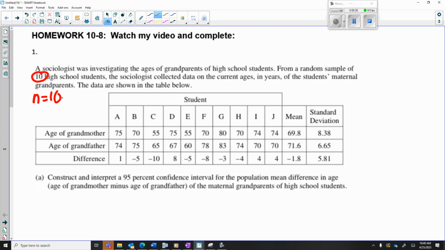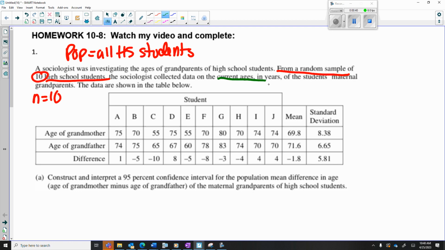So first of all, keep in mind that it says from a sample of high school students, so the population is all high school students. And from that sample, they asked the current ages of the students' maternal grandparents. And then it looks like they found the difference of the ages, grandmother age minus grandfather's age. So here would be student one, and the age of the grandmother was 75, the grandfather was 74. The difference 75 minus 74 is positive 1. So the grandmother was actually 1 year older than the grandfather.